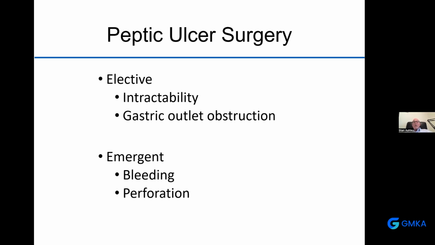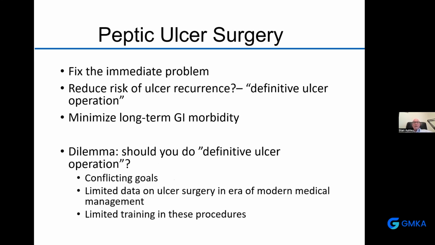Gastric outlet obstruction is mostly an elective procedure, very unusual today, but we do see it. And then the 2 emergent operations, bleeding and perforation. So things have evolved completely over the last 20 years with treatment of H. pylori.